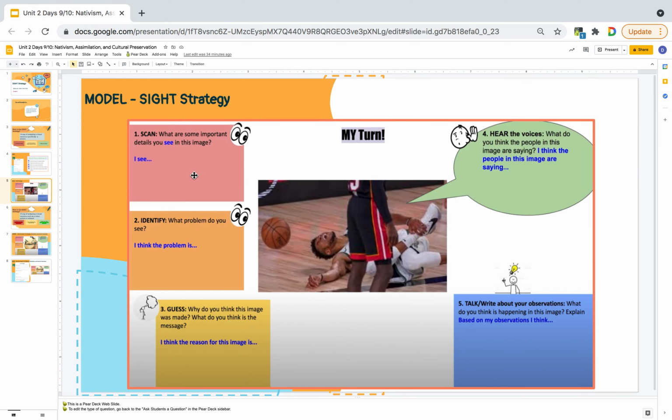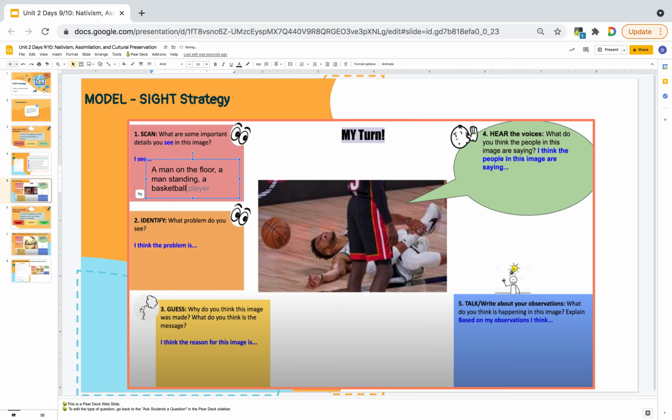The first thing we have to do is scan the picture. Although my eyes go straight to the guy in the middle on the floor, I want to be able to look at everything in the picture. In order to answer the question, what are some of the most important details you see in this image? So in this picture, I see a man on the floor, a man standing, a basketball, and the man is holding his foot.